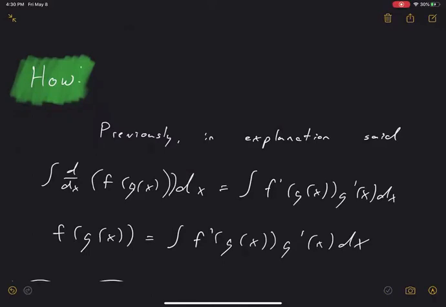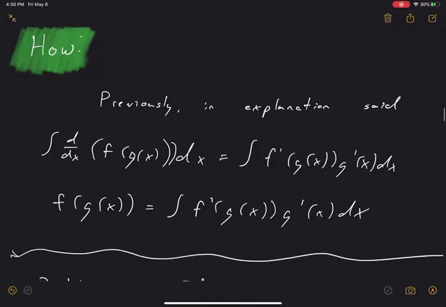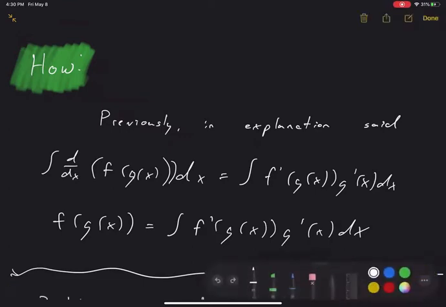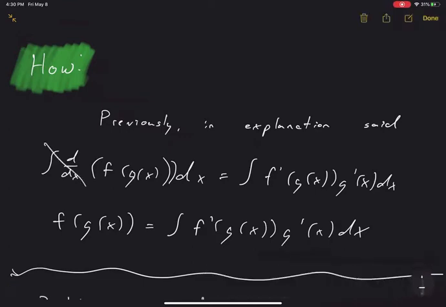So in the previous explanation, we said, okay, well, if I have this chain rule thing, and I integrate both sides, the derivative and the integral are going to cancel out. And I should have the integral of this right side is just equal to this left side, okay?